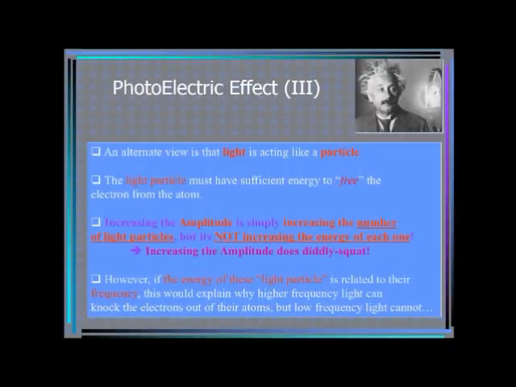Now we have to think in a different way. Rather than the wave nature of light that we have considered till now, we will treat it as a particle. So the alternate view of this light was to act like a particle. The light particle must have sufficient energy to free the electrons from the atoms. So increasing the amplitude is simply increasing the number of light particles and nothing else. But it's not increasing the energy of the waves. And this was said by Einstein.